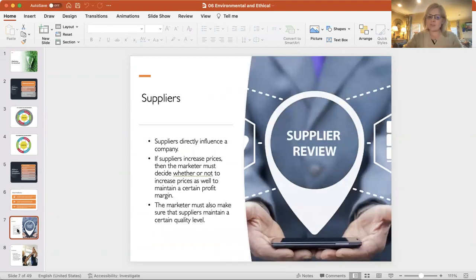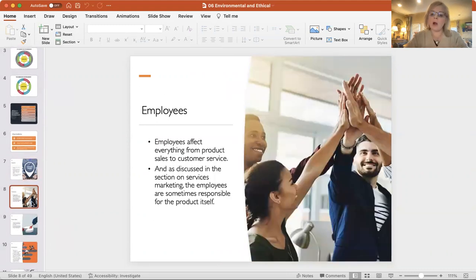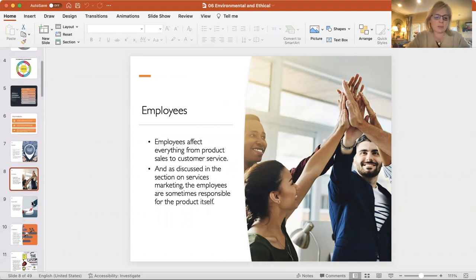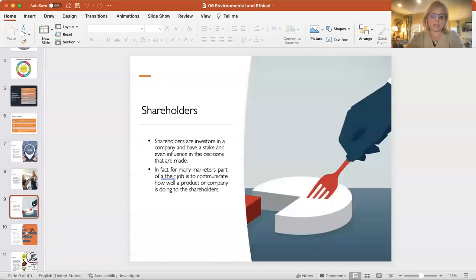Suppliers, they directly influence a company, right? If they increase a price, we've got to increase a price. That is the reason why this works. The marketer also must make sure that we maintain a specific quality level. That's because we're getting those inputs, a lot of times those raw materials, from our suppliers. Okay, our employees, we know what they are. They control everything about our business, right? There are salespeople, HR people, marketing people, finance and accounting and IT, and all the different areas in between. A lot of times the marketing folks are just responsible for the product itself.